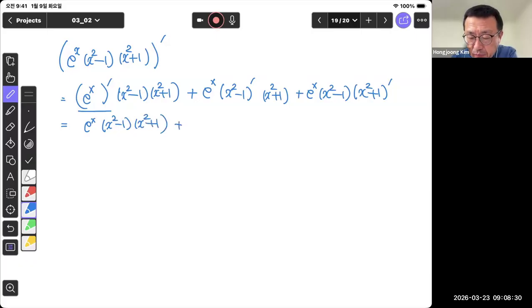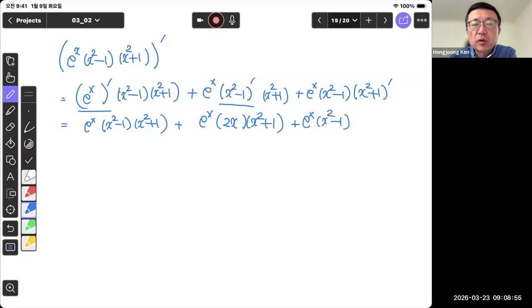And then when I differentiate x squared minus 1, when you differentiate x squared, you get 2x. When you differentiate negative 1, you have just 0. So you multiply e to the x with 2x times x squared plus 1. And then you do not touch these two terms, and then you consider the derivative of the third one. So when you differentiate x squared, you have 2x. When you differentiate plus 1, you get 0.